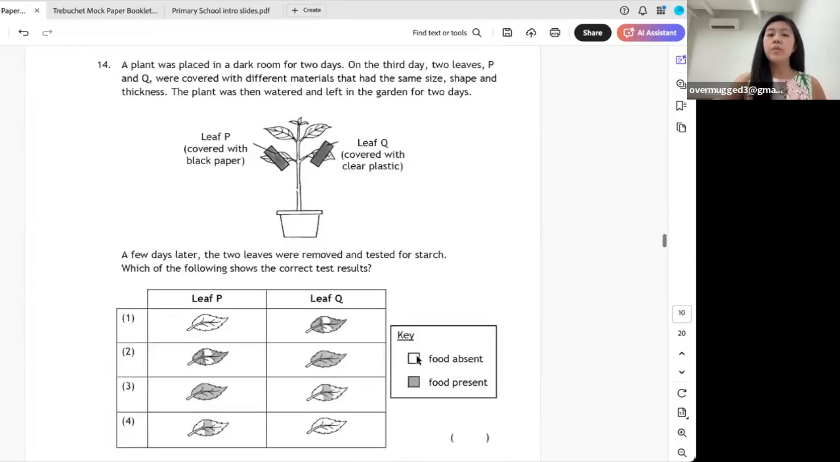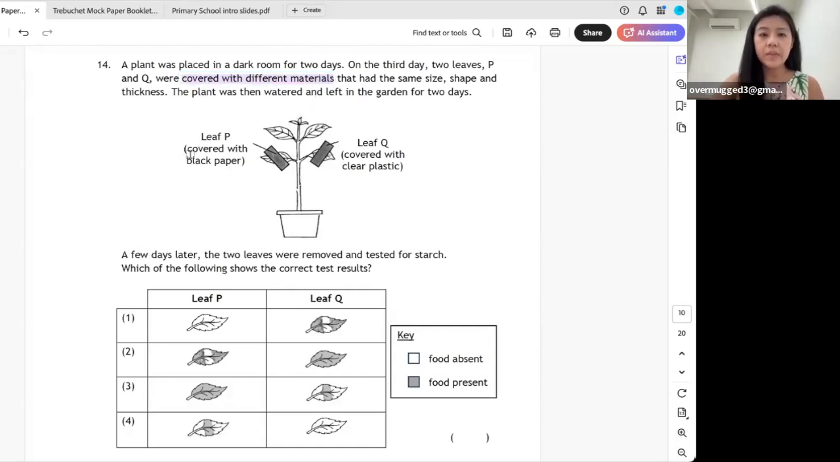Okay. We are on to the last question for life science. Okay, this, if you can tell at one glance, is testing you on photosynthesis. Now, a plant is placed in a dark room for 2 days. On the 3rd day, the 2 leaves are covered with different materials of the same size, shape, and thickness to ensure it's a fair test. Okay, the plant was then watered and left in the garden for 2 days.